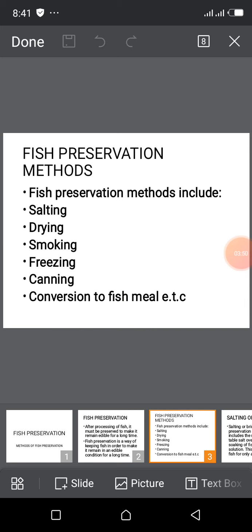Now, fish preservation methods. Fish preservation methods include salting, drying, smoking, freezing, canning, then conversion to fish meal. I repeat, fish preservation methods include salting, drying, smoking, freezing, canning, and conversion to fish meal. We shall be explaining those preservation methods one after the other.